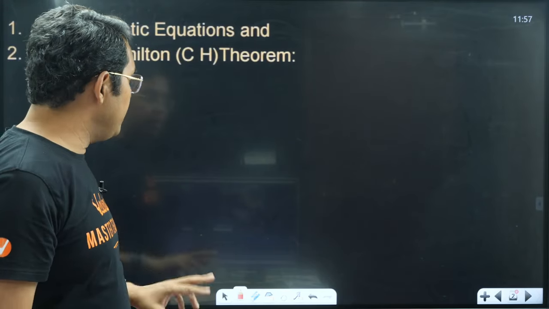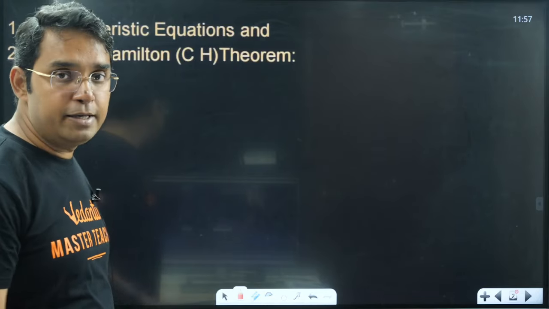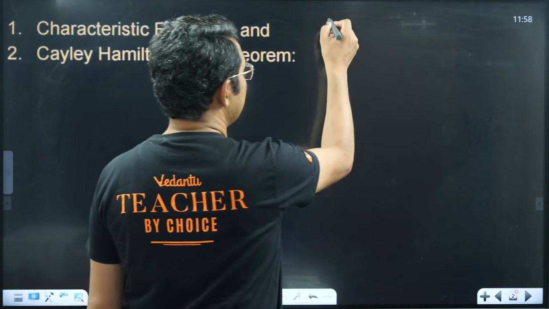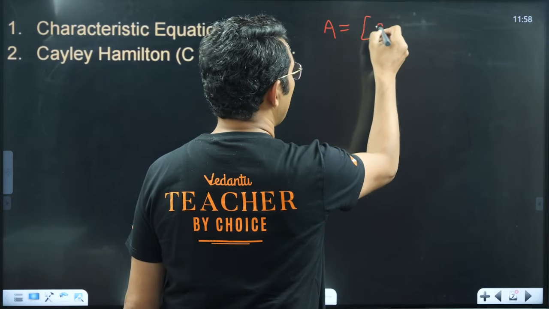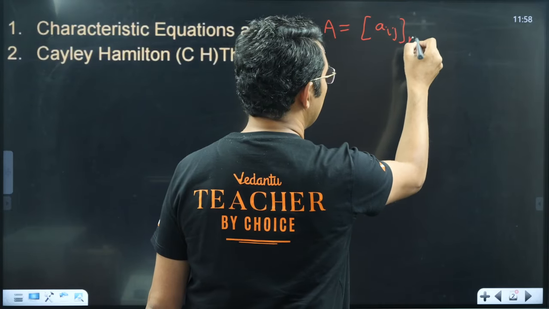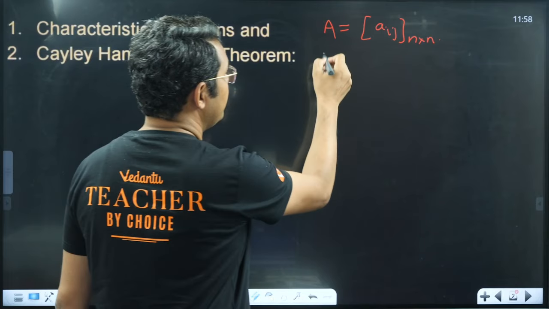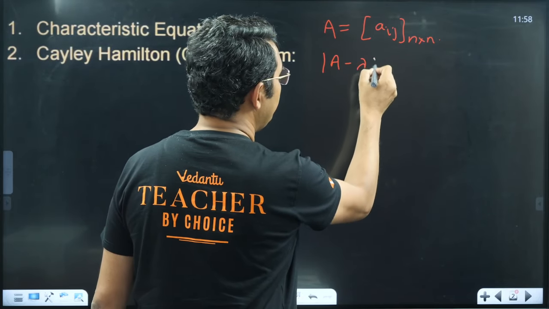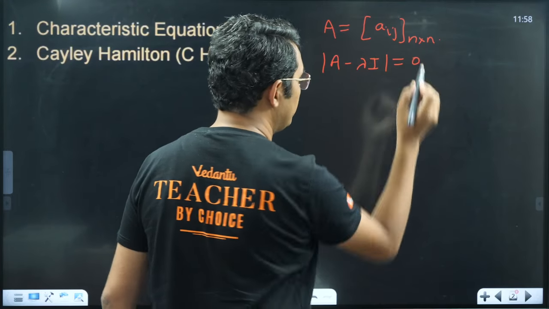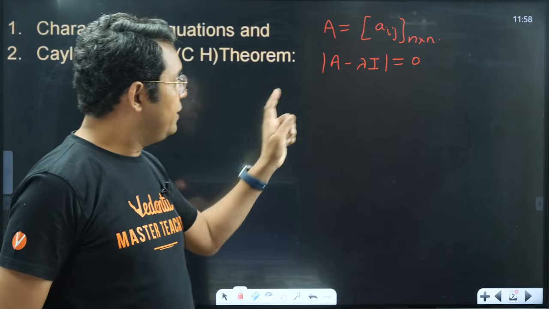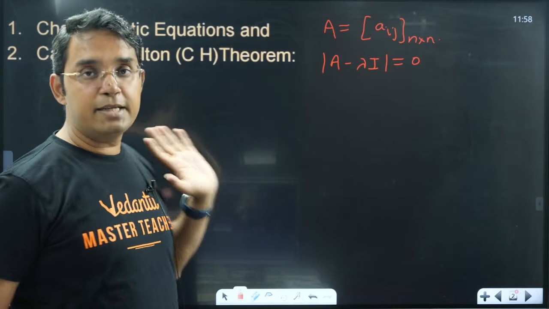So here I will be talking about characteristic equation and Cayley-Hamilton theorem. So characteristic equation, what is this? Suppose there is a matrix A of square order n into n. For every square matrix, we define the characteristic equation by determinant of A minus lambda I equal to 0. When you open this determinant, you get a certain polynomial. That equation is called the characteristic equation.